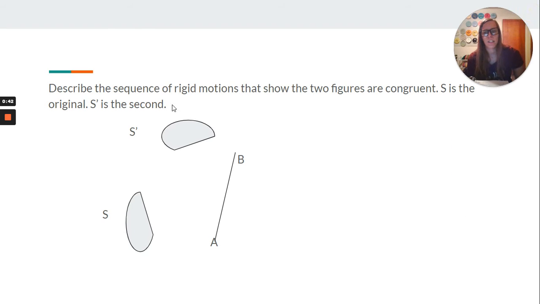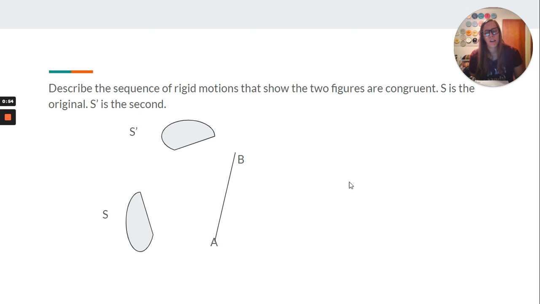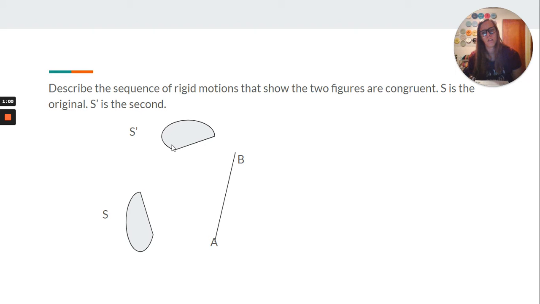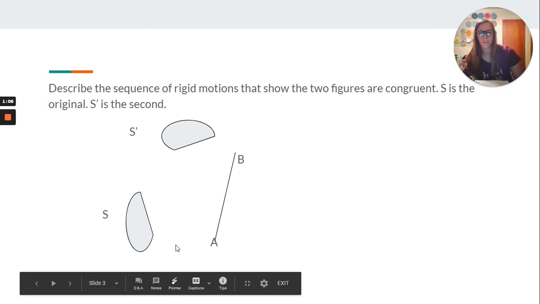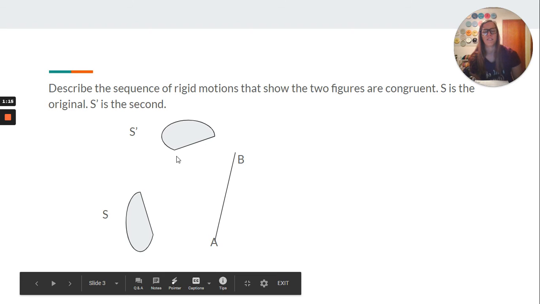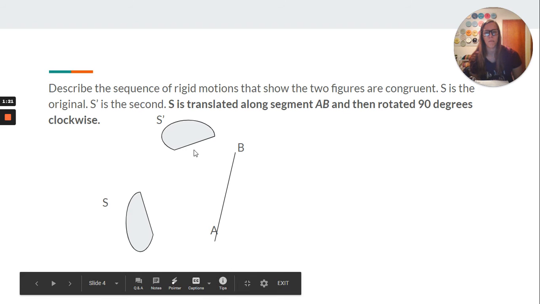So let's look at it. It says, describe the sequence of rigid motions that show the two figures are congruent. So we have S, the original figure, and then we have S with an apostrophe. And then we have our segment AB. So first, it looks like S moves along. Okay, so S gets moved along AB, and then it looks like it gets rotated. Now, without knowing exact degrees and being able to measure it, we kind of just have to guess, but I'm gonna say that it's 90. So we have S translated along segment AB, and then rotate it 90 degrees clockwise.